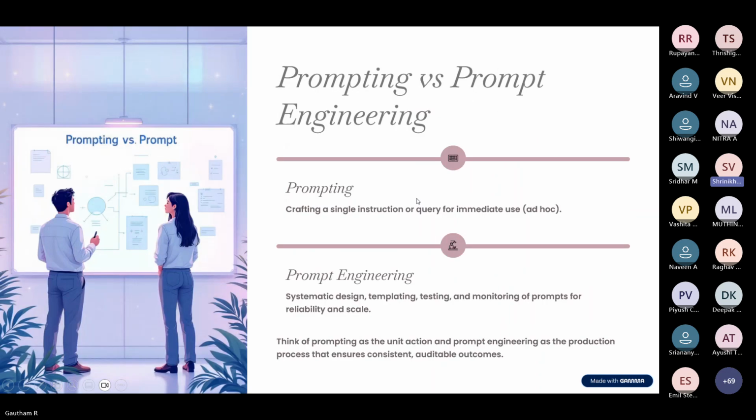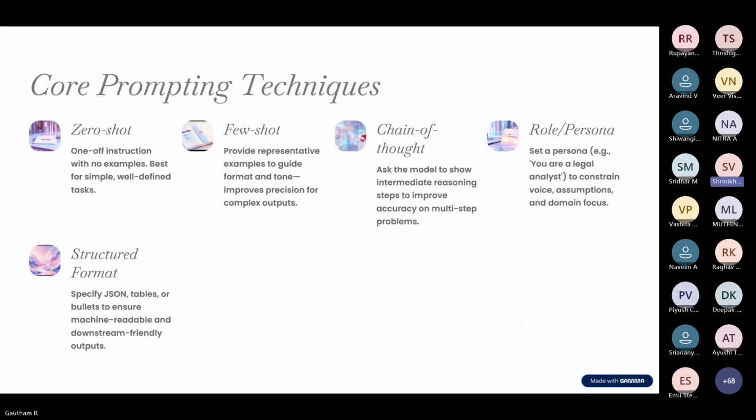Next, the difference between prompting and prompt engineering. Prompting is writing a single instruction, whereas prompt engineering is systematic design, where we create templates, test, and monitor them. So prompting is basically a one-time action, whereas prompt engineering is building a production system.